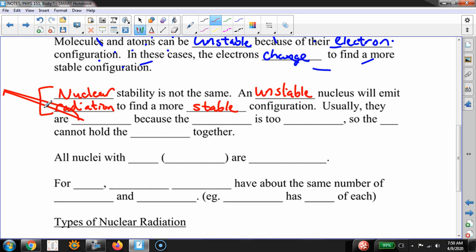But usually, these nuclei are unstable because the nucleus is too large. So the strong nuclear force, remember, only acts over about 10 to the minus 15 meters. And if the nucleus gets too big, then the strong nuclear force cannot hold the nucleons together.